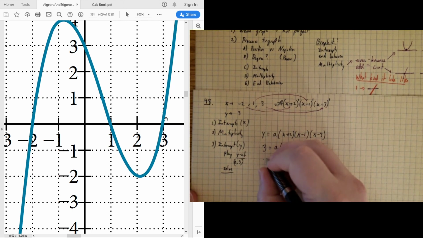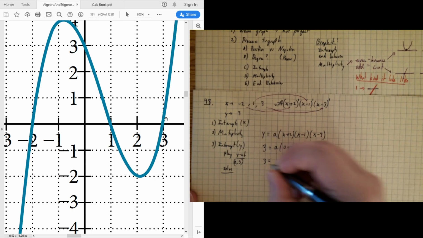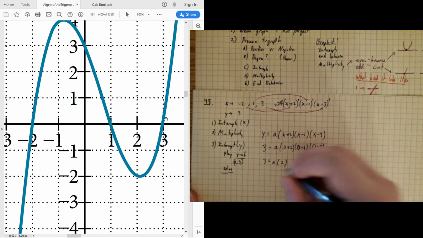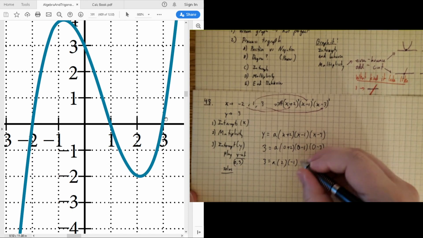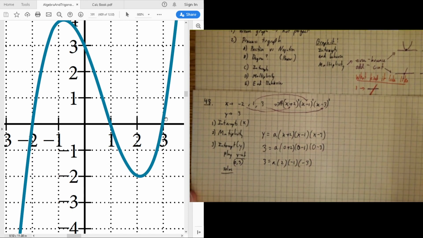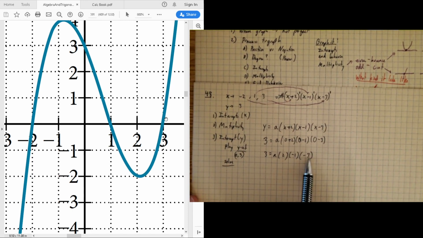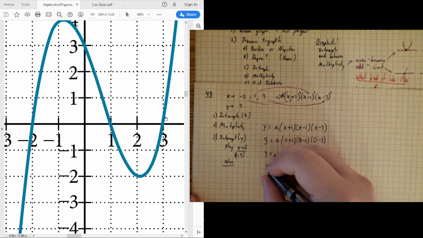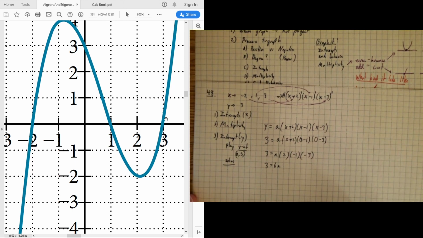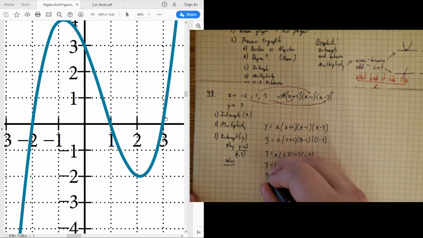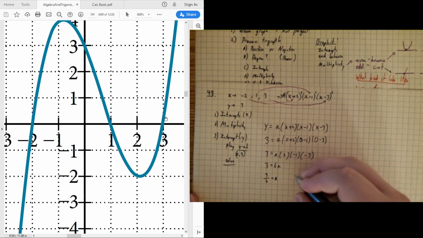So I got 3. With 3, a times 2 times negative 1 times negative 3. Okay, negative 1 times negative 3 is going to be a positive 3, times 2 is 6, so I have 3 equals 6a. Divide both sides by 6, 3 over 6 equals a, or a equals 1/2.